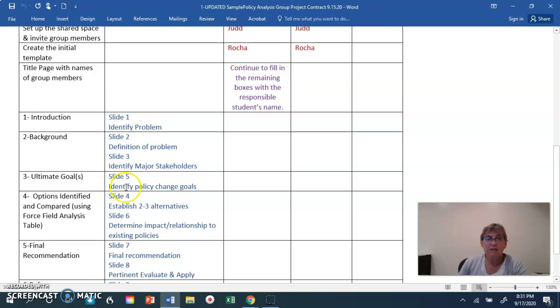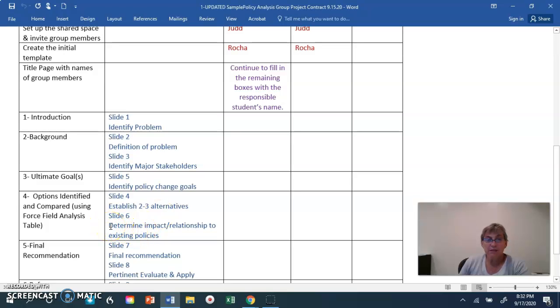So you're going to identify the policy change goals, why you think they need to change. Number 4 is the options identified and compared, and you're going to use a specific force field analysis table that will be introduced a little later in the course. But that was the equivalent of what was listed under slide 4, establish 2 to 3 alternatives to the policy that you're looking at.